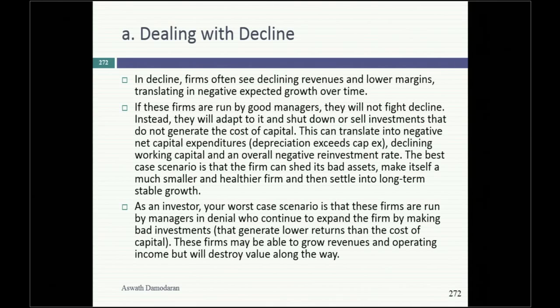It's not that they will shrink, but that they will fight shrinking. That is your biggest worry with these companies. If you invest in a declining company, in a declining business, and it insists on pumping more money in, only bad things can happen to you.